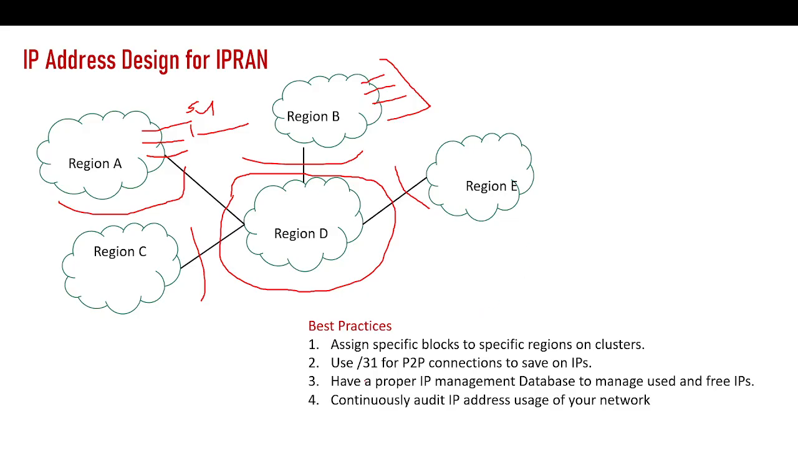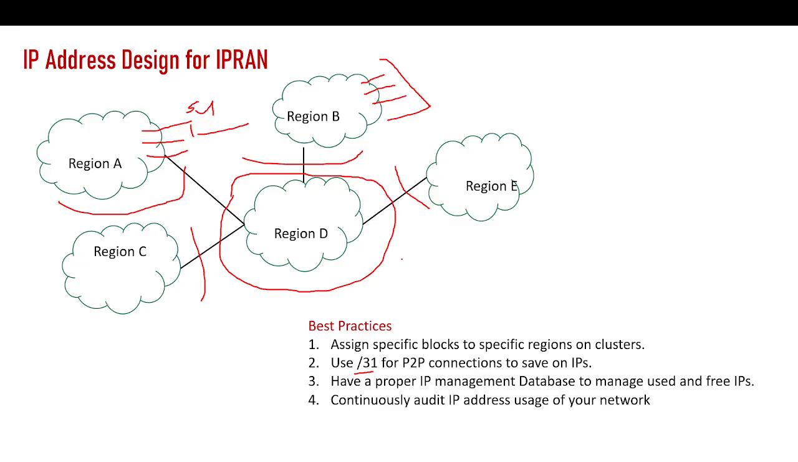Another thing, we've mentioned that for the point-to-point connection, you use /31. This helps to save on IPs, because in a service provider network you can have so many connections. For example, service provider networks like Airtel and Safaricom have so many nodes and so many connections. So you need so many IPs for these point-to-point connections, and using /31 will help you to save on IPs.